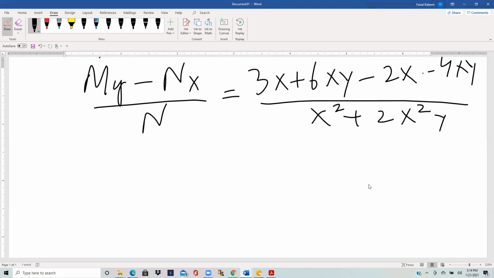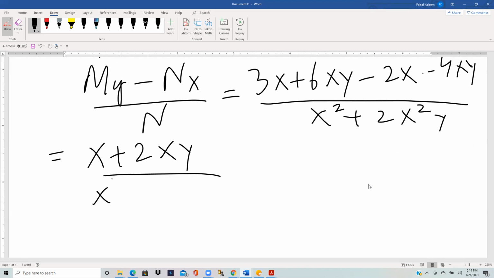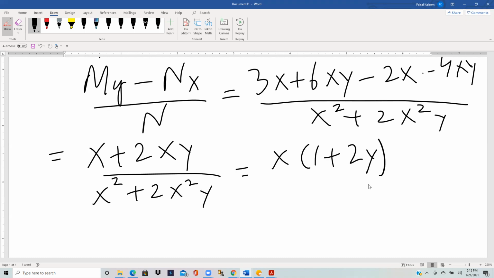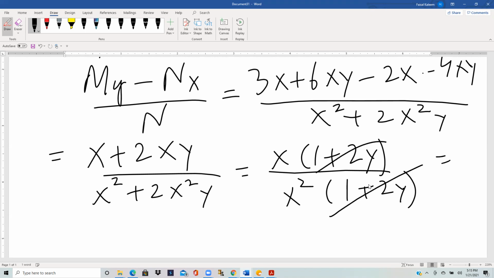So we need to simplify before making sure what's going on. So it's x plus 2xy on the top, and in the denominator, we have x squared plus 2x squared y. And now we will factor: x(1 plus 2y) over x squared(1 plus 2y). So this cancels, and that's 1 over x, which is a function of x alone.